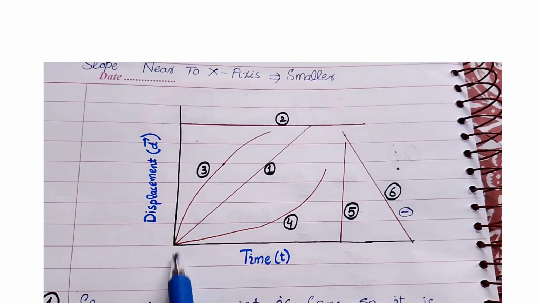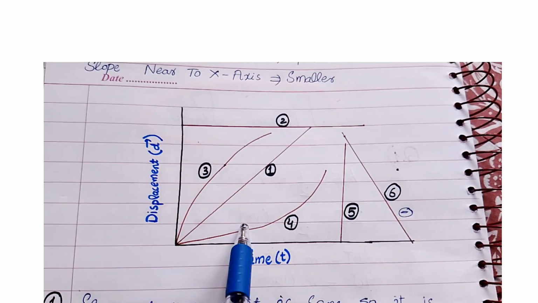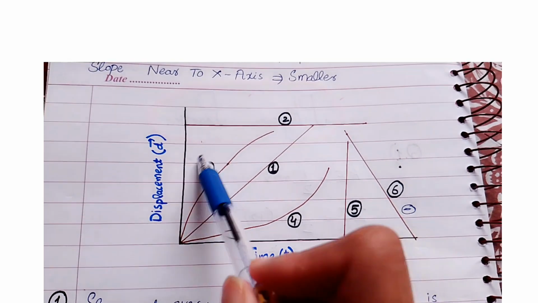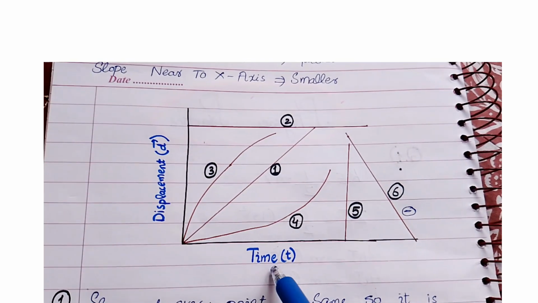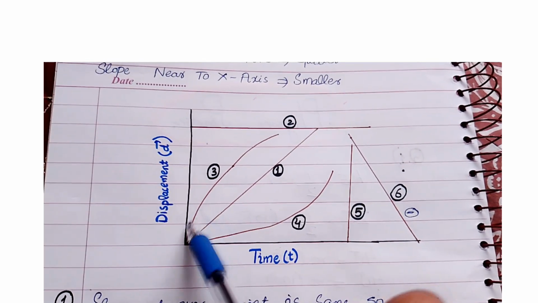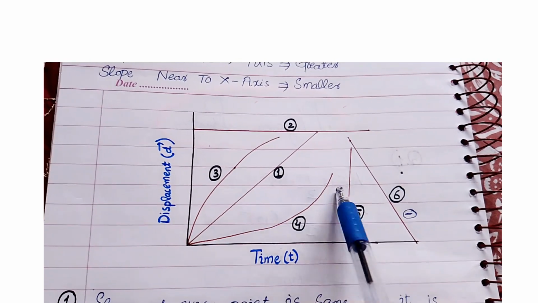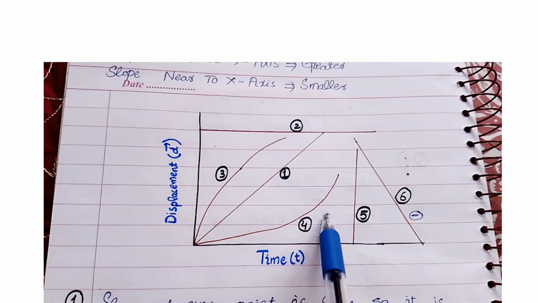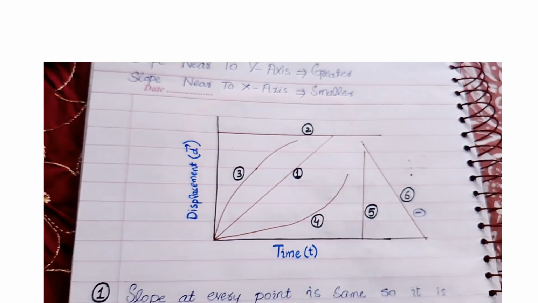From this we have seen that any slope that is nearer to the y-axis, that is steeper, has a greater value of slope, and in this case a greater value of velocity. If we see the fourth one, it is moving towards the y-axis, very close to it, so we will say it has the greatest value. So our question was, let me show you.